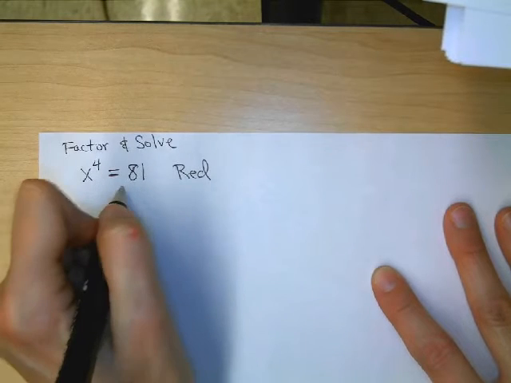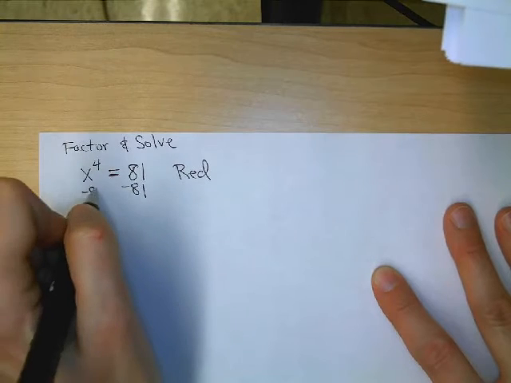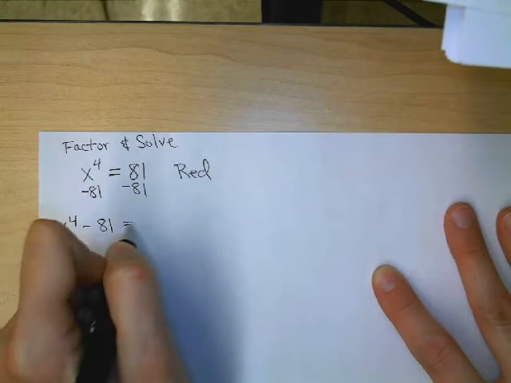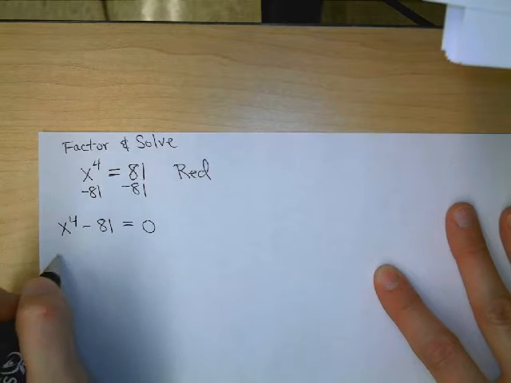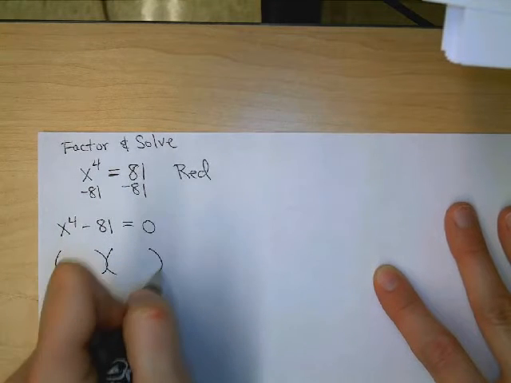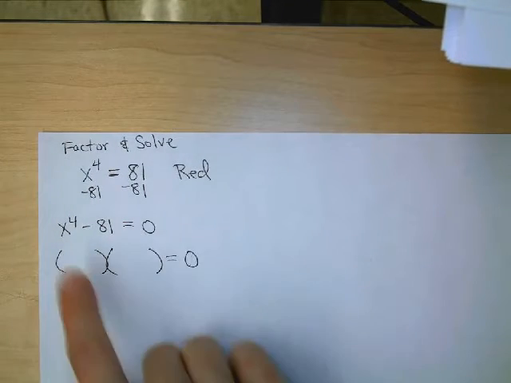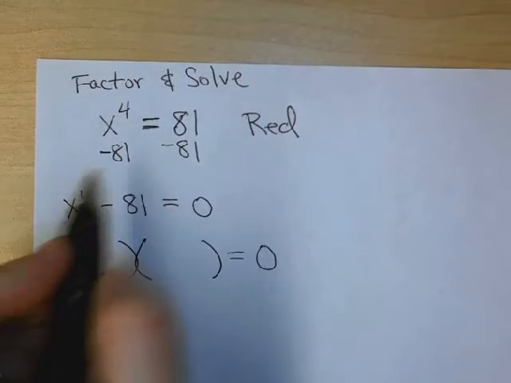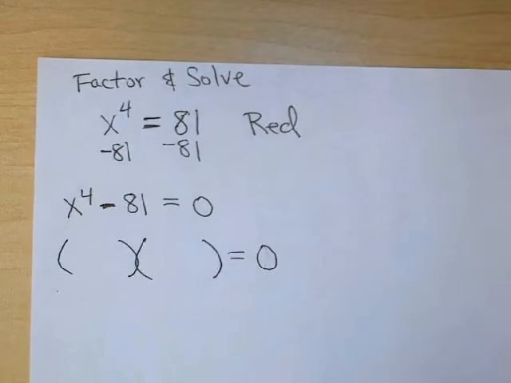So I would minus the 81 first and bring it over. So we have x to the fourth minus 81 equals 0. And then you need to factor it. This is actually called a difference of squares. I know that because it's subtraction, and it's things that are perfect squares. Like there's a number that goes into 81 that's the same number.